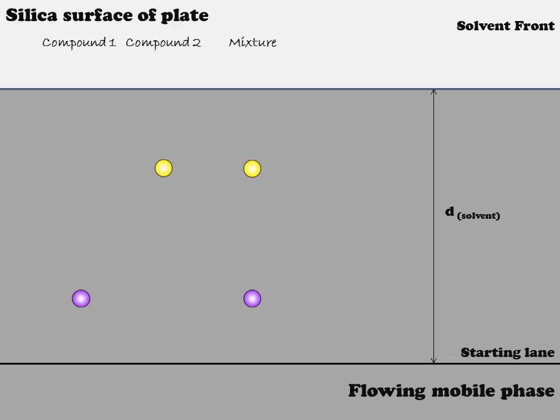To calculate this, we measure the distance traveled by the solvent from the starting lane to the end of the solvent front. We then also measure the distance traveled by each sample from the starting lane to the center of the spot where it remains at the end of the experiment. We can then calculate the retention factor by dividing the distance traveled by the sample with the distance traveled by the solvent. Therefore, in our case here, the yellow compound would have a higher RF value because it traveled a greater distance and therefore must be less polar.